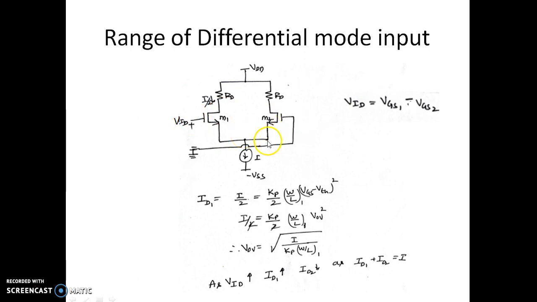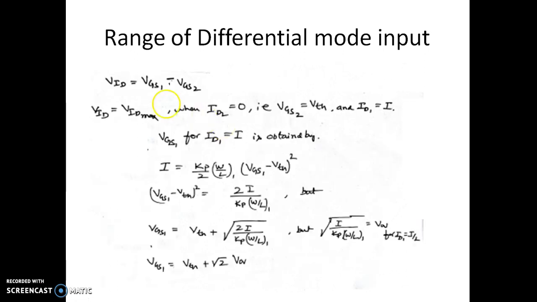So when the VGS of this becomes equal to VTH, then the current here becomes 0. When the current becomes 0 here, then naturally the entire current will be flowing through this M1 transistor. So that's what we are trying to establish here. ID is equal to I, that is, VID max, when ID2 becomes 0, so that is VGS2 should become VTH.